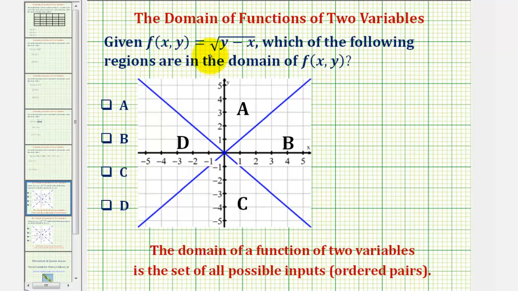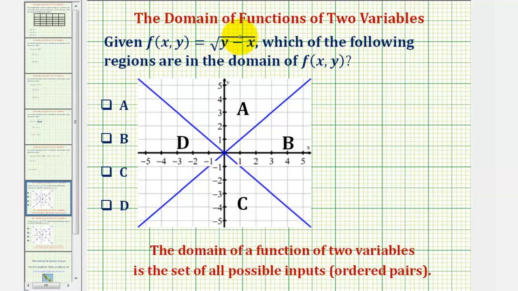Given f of x comma y equals the square root of the quantity y minus x, which of the following regions are in the domain of f of x comma y? The domain of a function of two variables is a set of all possible inputs, or a set of all possible ordered pairs, in this case, all possible values of x and y.